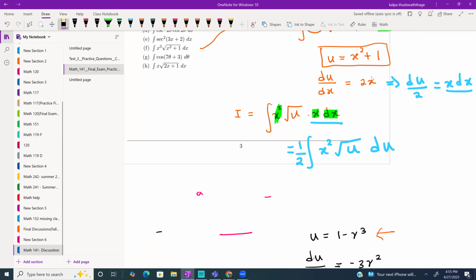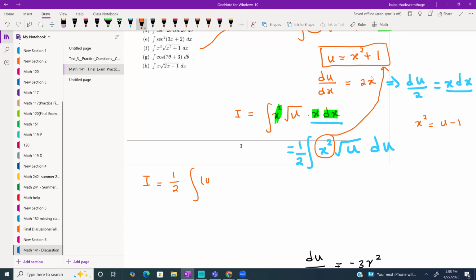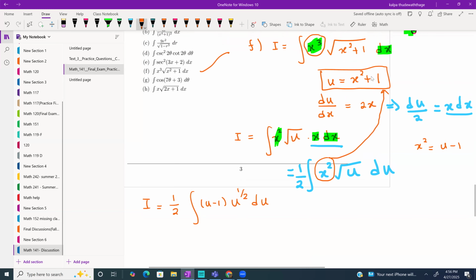Now you can see, I still have to replace x to the power 2. To do that, you can think, okay, x to the power 2, you can replace using the original substitution one more time. So x to the power 2 is really u minus 1. So it's like half, u minus 1, that's x to the power 2, times the square root of u, which is u to the power half, du. That is how you will do it.